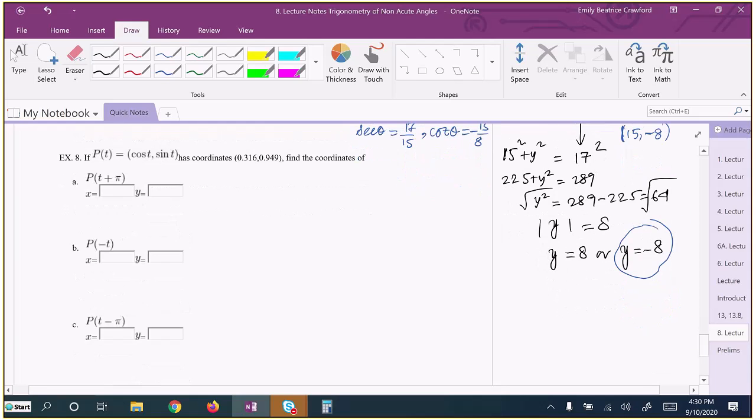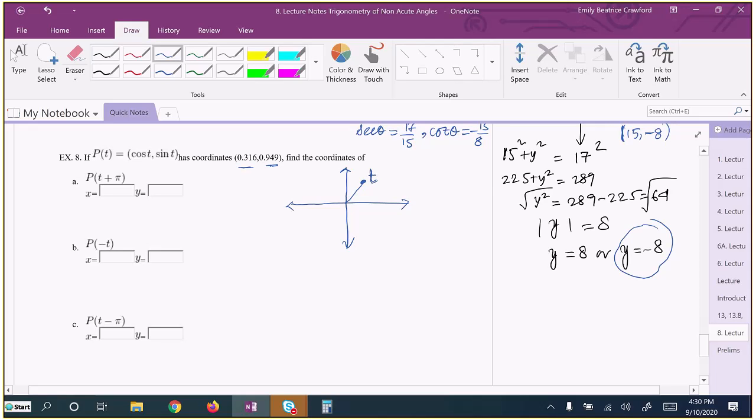This last question is going to talk about the unit circle and transformations of different kinds. So P of t, which is cosine t comma sine t, has coordinates 0.316 comma 0.949. Find the coordinates of P of t plus pi. So see what I do. In every single situation, we're going to draw a little picture of the unit circle and understand this point. Since both x and y coordinates for t are positive, I know that this point must be in the first quadrant. So this is my t.